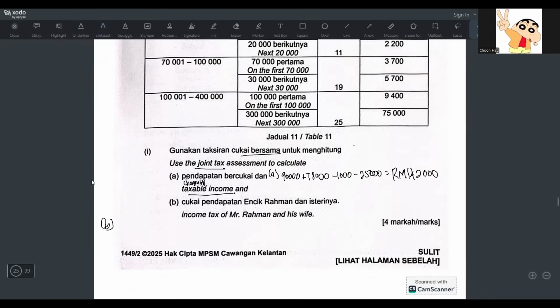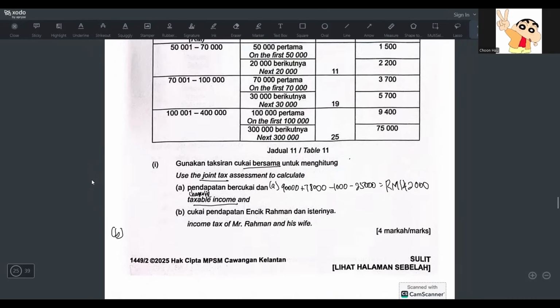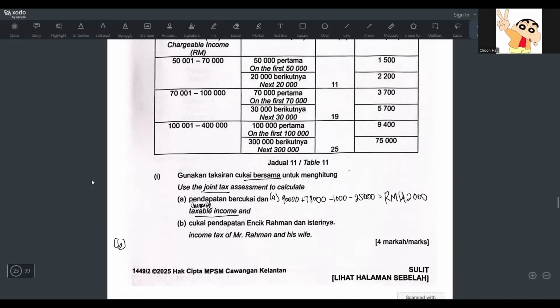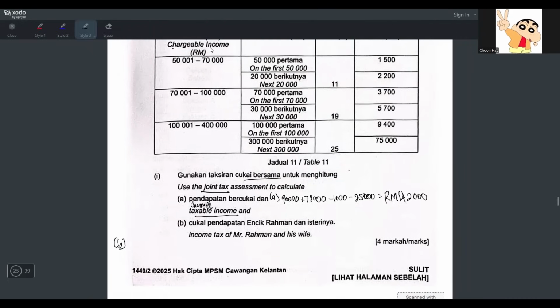When we refer to the table, we will use the chargeable income answer, because if you look at the table, here it says chargeable income, right? And you already calculated it's 142,000. So it belongs to which bracket? This one, between 100,000 and 400,000. What you have to focus on in the table is this one and this one. The rest all rubbish, we don't care about the rest. Just look at this and this, that's enough.